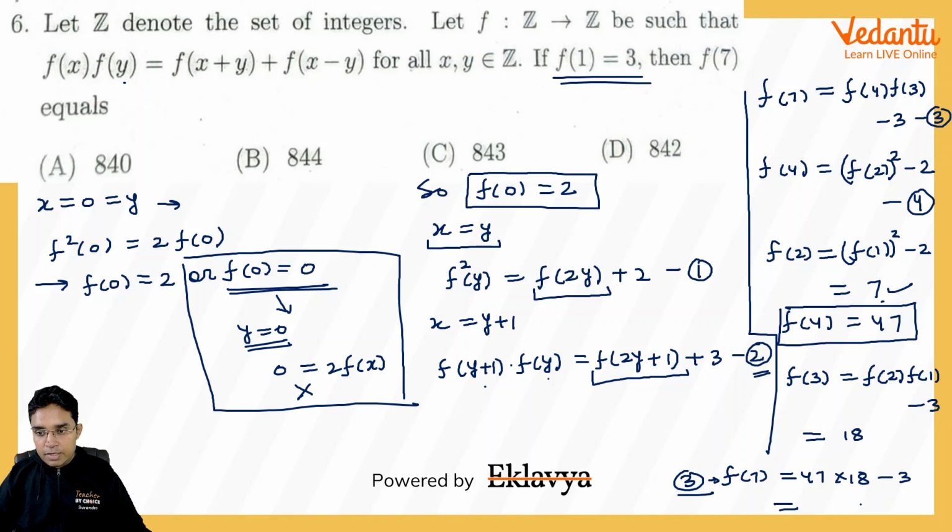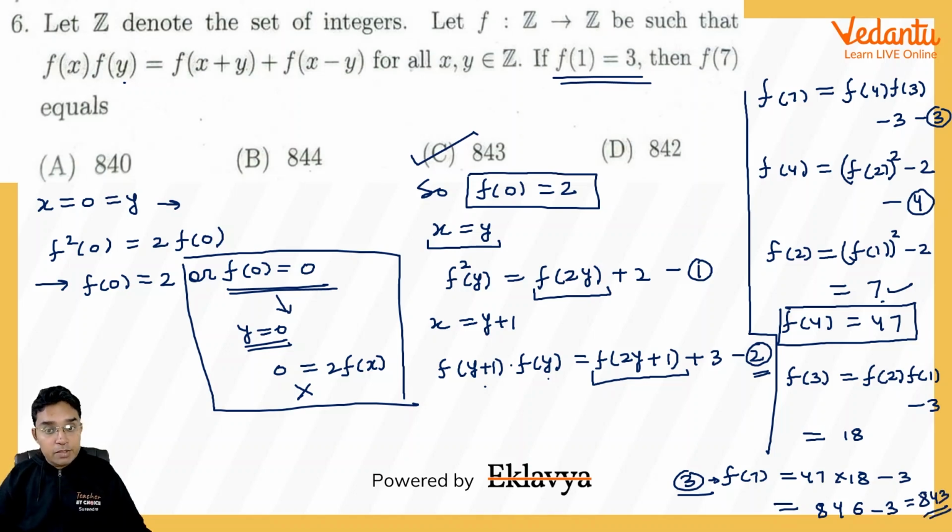18 into 7 is I think 126. So 12 is a carry. 18 into 4 is 72. 72 plus 12 is I think 846. Yeah, minus 3. So that will be 843. So answer will be 843, C answer.